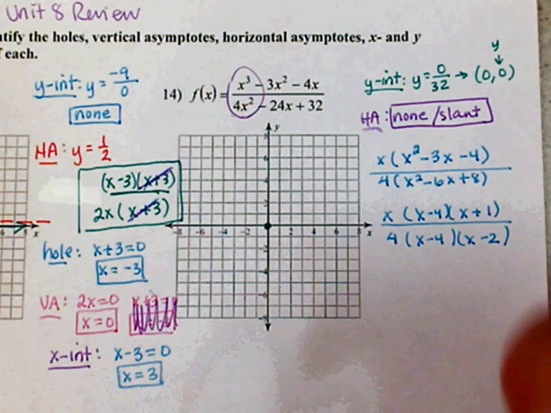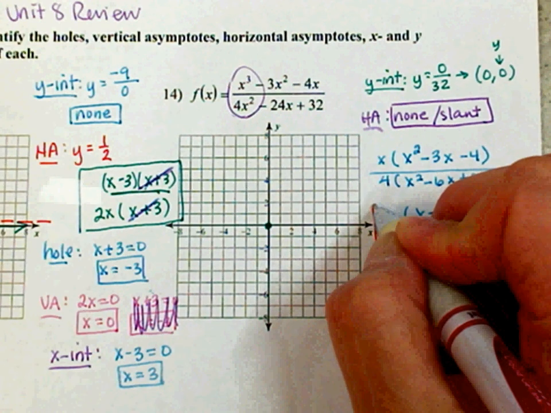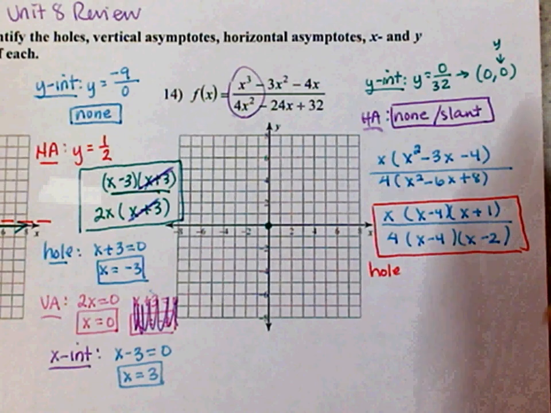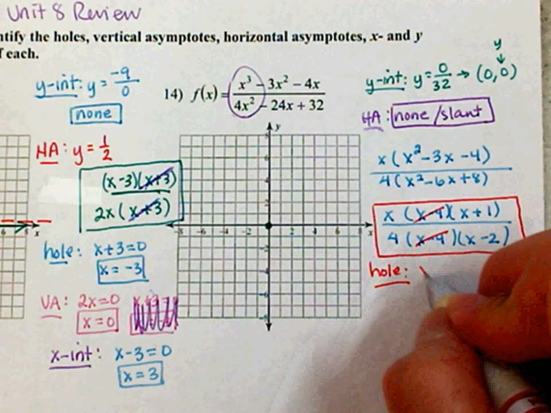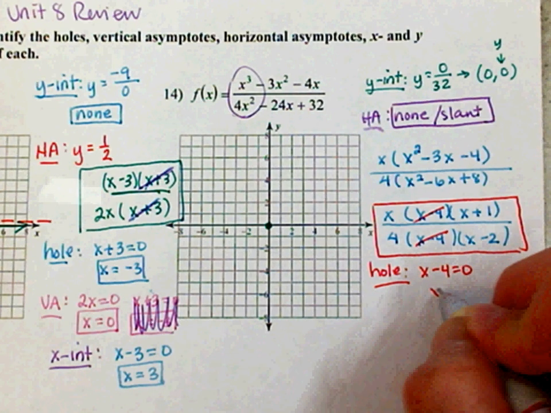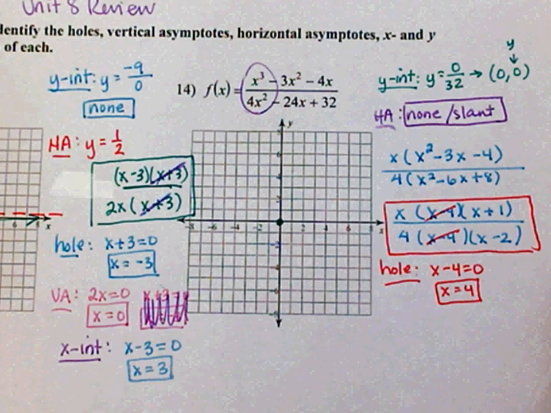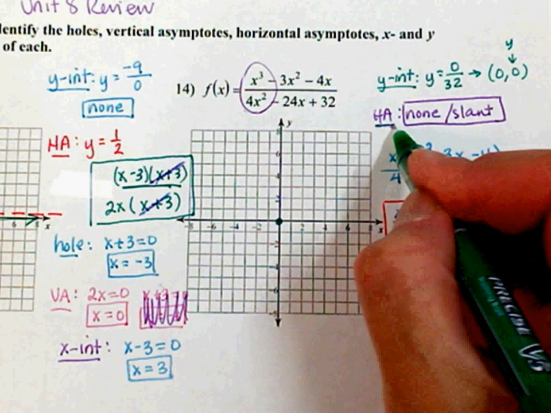All right. Let's do the hole first. So this is my simplified factor. Do you see anything you can cancel out? That x minus 4. So there's your hole. X minus 4 is equal to 0. X is equal to 4. Graph last. Okay? All right, so you got horizontal asymptote, your hole.